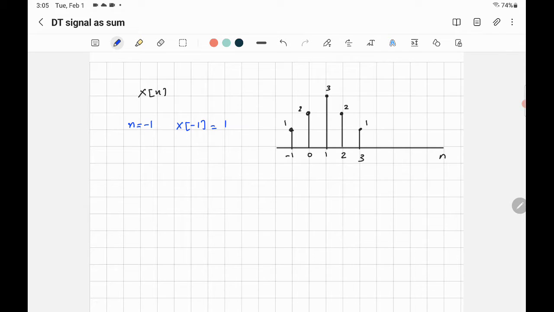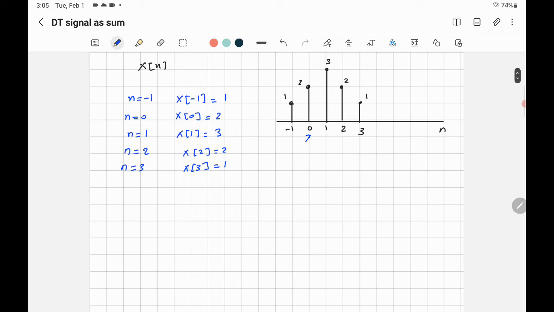The second one, when n is equal to 0, x of 0 is equal to 2. When n is equal to 1, x of 1 is equal to 3. When n is equal to 2, x of 2 is equal to 2. When n equals 3, x of 3 is equal to 1. There are many ways to express this discrete time signal.